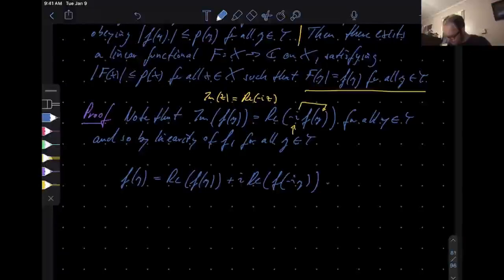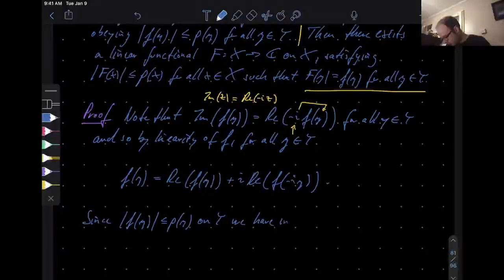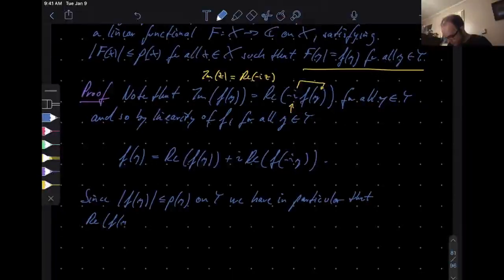Now, since by assumption the complex modulus of f is dominated by p of y on Y, we have in particular that the real part of f of y is dominated by p of y. And why is this? Well, that's a general inequality. Whenever you have the real part or the imaginary part of a complex number, this is always at most equal to the complex modulus, because the complex modulus is the square root of the sum of squares of real and imaginary part. So you just drop one term and then you get a lower bound. All right, so you have this.